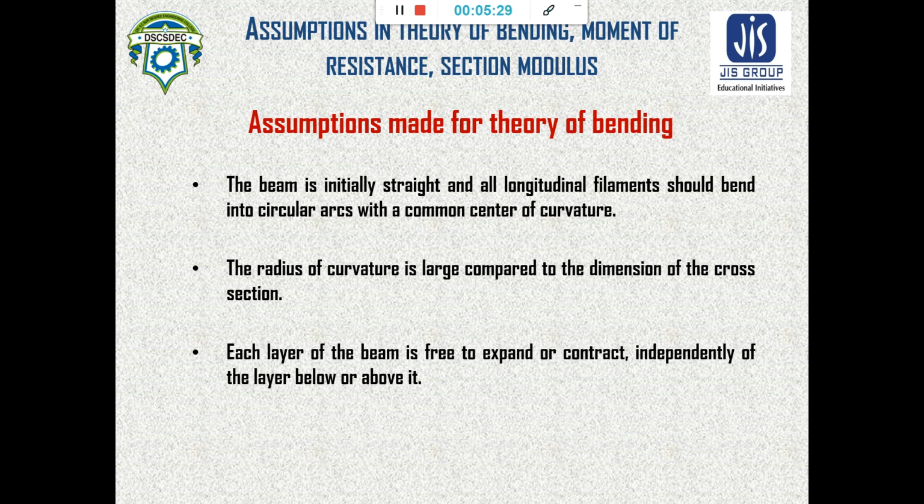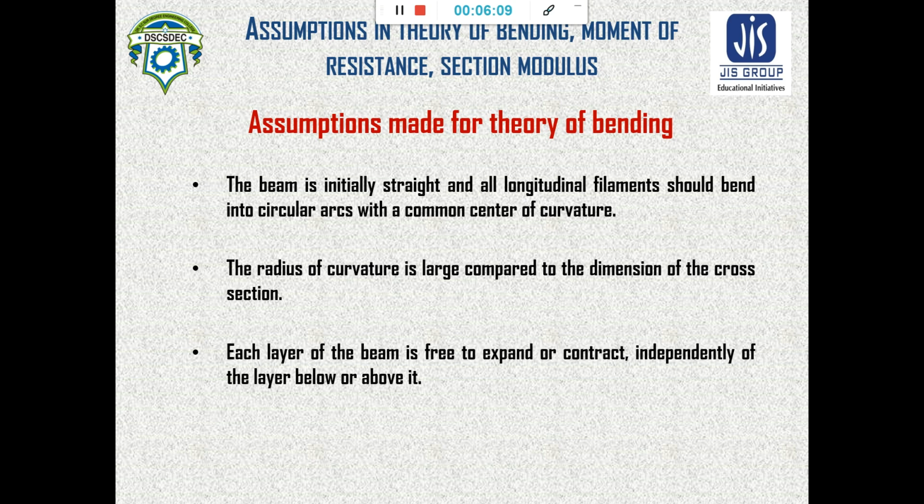Next is the radius of curvature. The radius of curvature is large compared to the dimension of the cross section, because the dimension of the cross section is very small compared to the radius of curvature. And the last assumption is that each layer of the beam is free to expand or contract independently.